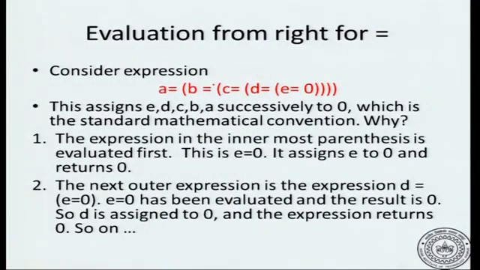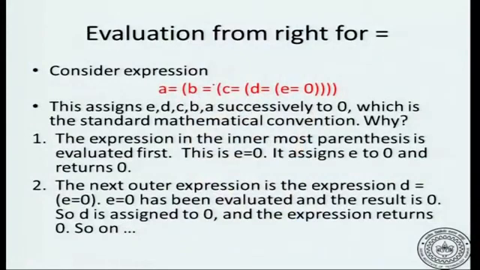Now this is also the standard mathematical convention. We are not introducing a new strange rule here. Why is this? First we will evaluate the innermost expression, which is E equal to 0. So E will be assigned 0, and the return value of this sub expression will be the value 0. So this becomes D equal to 0, D is assigned the value 0, and the return value of this sub expression becomes 0. So then we have C equal to 0, and so on.